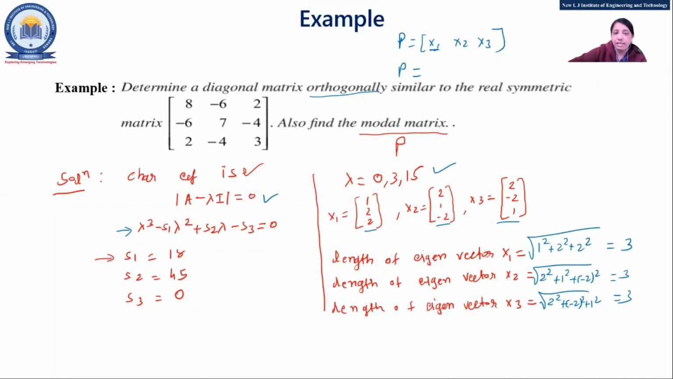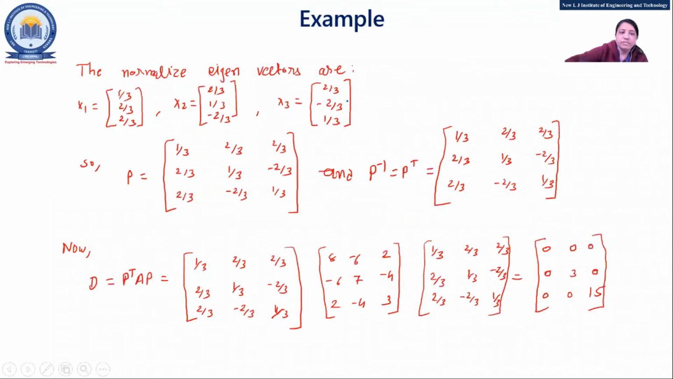So now your element of P would be what? First is x1, so it would be 1 by 3, 2 by 3, 2 by 3. Clear? If you are writing x2, so it is 2 by 3, 1 by 3, minus 2 by 3. So in that way, you need to calculate your model matrix, compulsory, right? Now, this I have calculated here, right? Normalize eigenvector. That is called what? Normalize eigenvector. Otherwise, it would be only eigenvector.